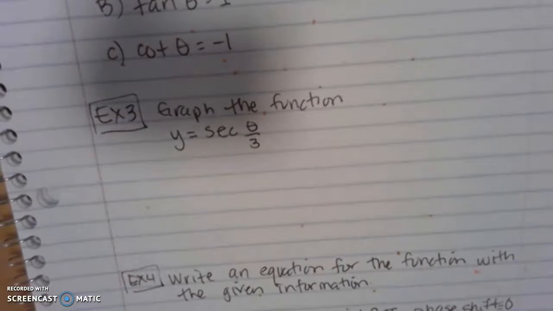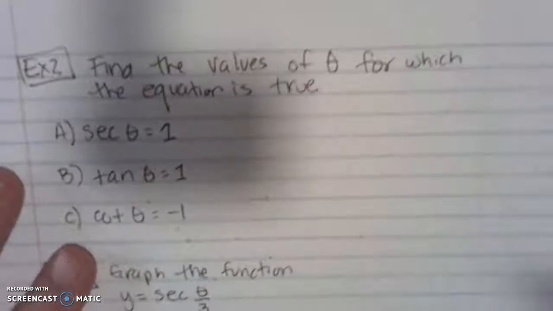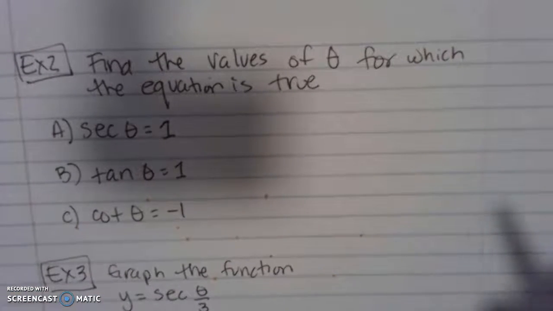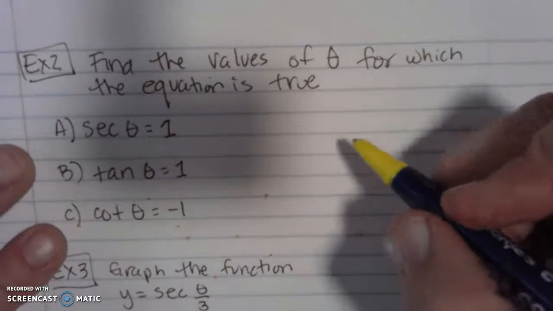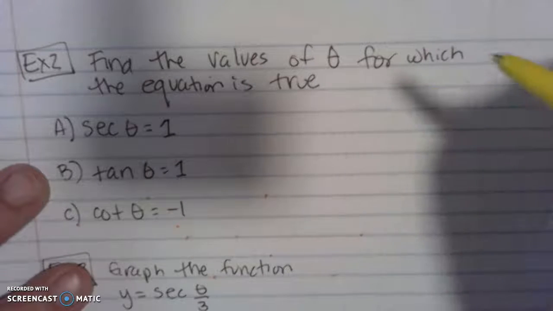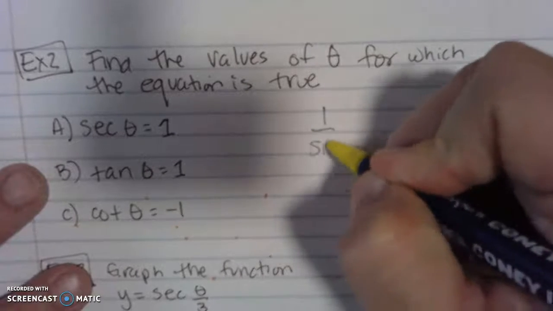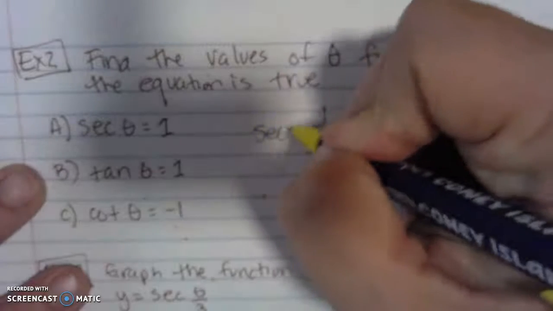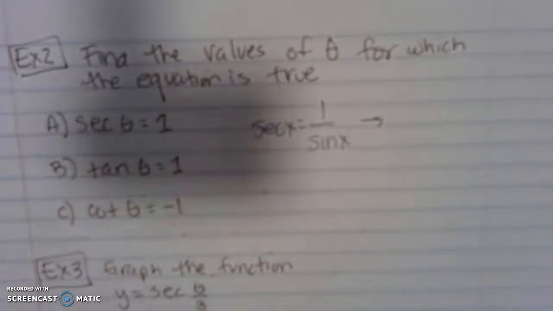Okay, let's see. Find the values for which secant theta equals 1. So this is saying, when is secant theta equal to 1? Secant x equals 1 over sine x. And when does that equal 1? Well, let's go back to my graph of secant. Secant is the golden one. When is it equal to 1? Well, it's equal to 1 at 0 right here.